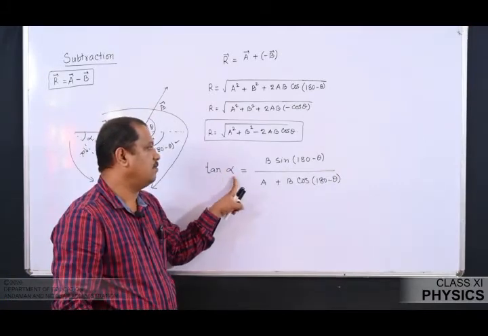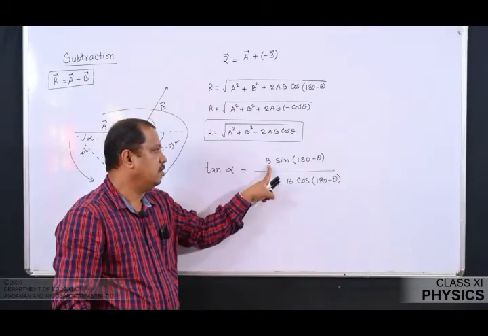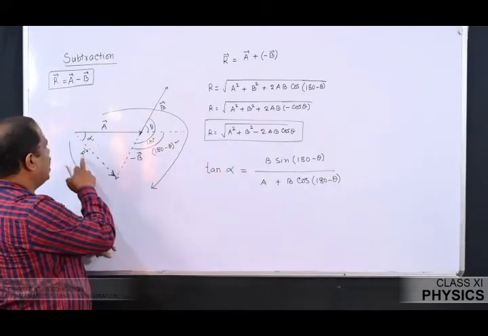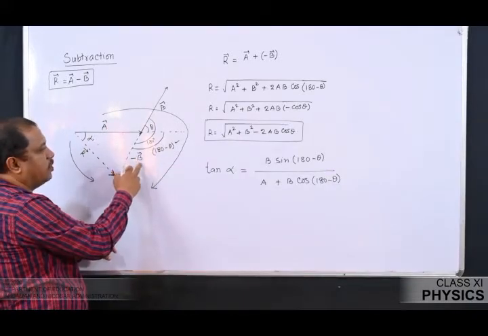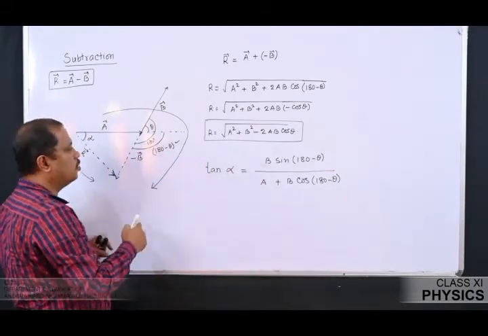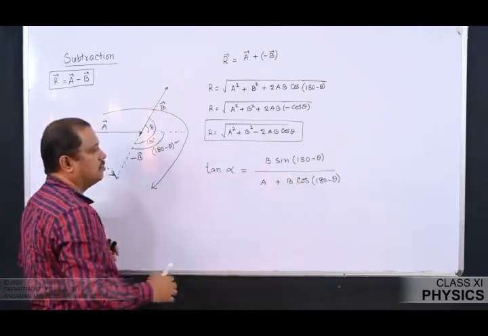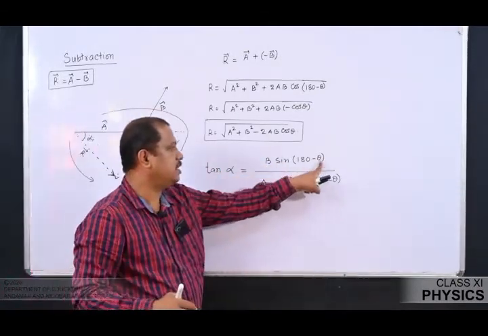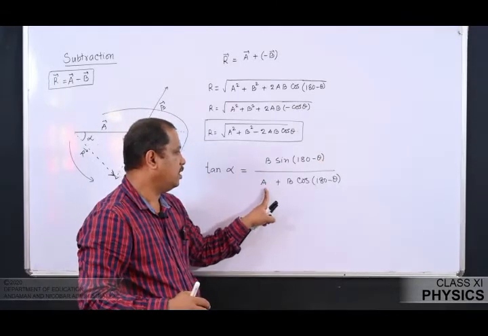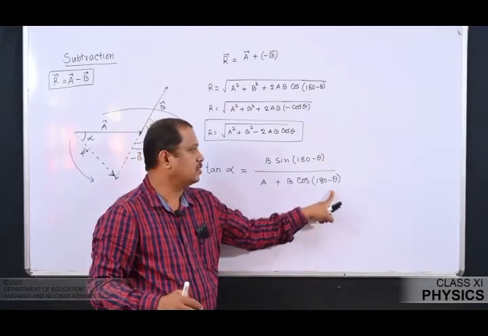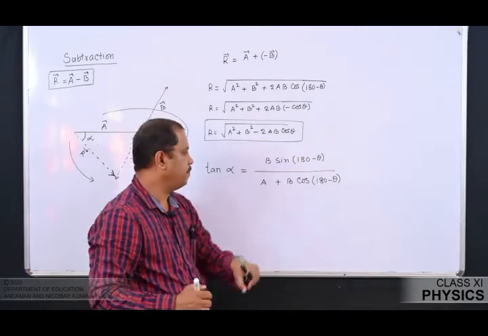Be mindful, tan alpha is equal to b. Alpha is the angle between r and a, so I am going to have b split into two components, sine component and cos component, so sine at the top, cos at the bottom. So therefore I have b sine 180 minus theta upon a plus b cos 180 minus theta, because the angle between a and b is 180 minus theta.